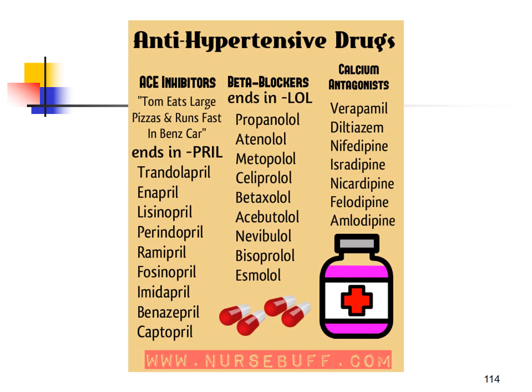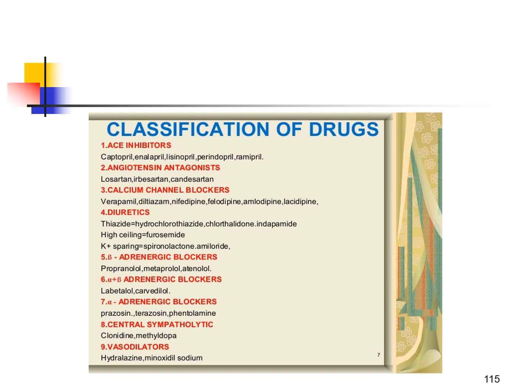Next slide. So here are some of the different types. So to help you remember, the ACE inhibitors, they end in pril, right? And these are the different types. The beta blockers end in lol. The calcium channel blockers, the mills, the pins, right? Next slide.